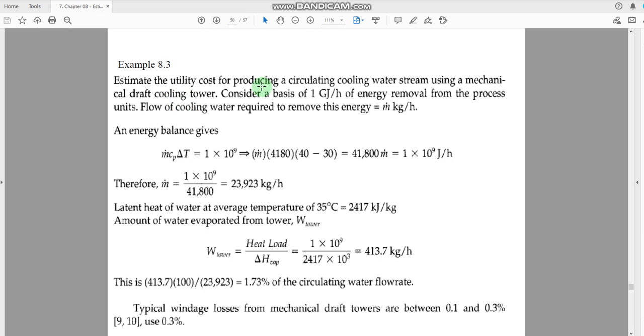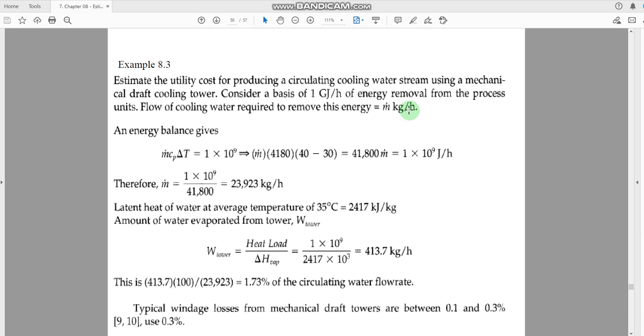Estimate the utility cost for producing a circulating cooling water stream using a mechanical draft cooling tower. Consider a basis of 1 gigajoule per hour of energy removal from the process units. Flow of cooling water required to remove this energy equals the mass flow rate in kg per hour. Now we have to calculate the cost of the utility for producing a circulating cooling water stream.